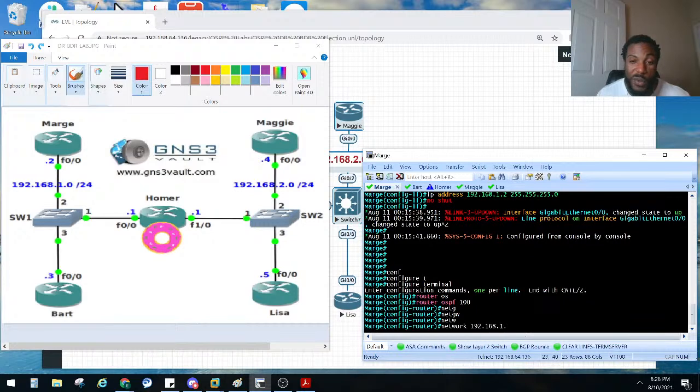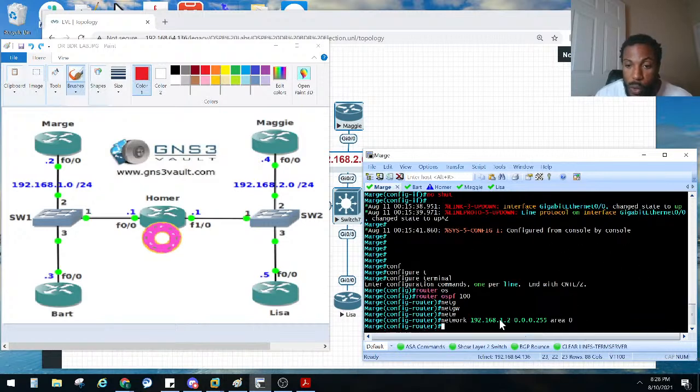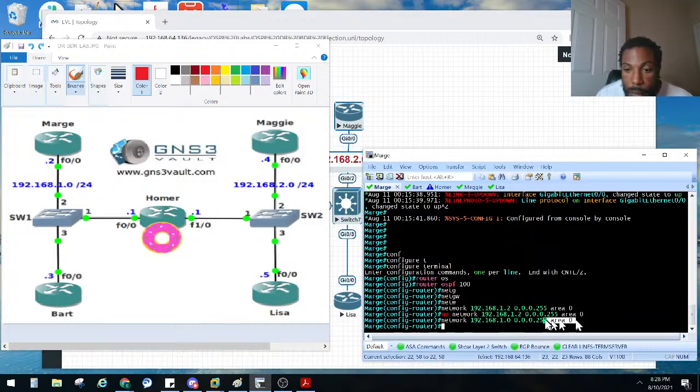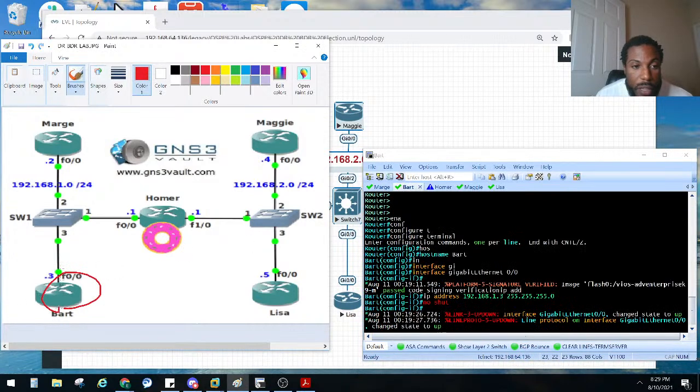192.168.1.0, right? And then we don't work with subnet masks, we use wildcard masks with network statements, right? So 0.0.0.255, area 0, right? I put 1.2. That's wrong. It's supposed to be 1.0. So remove that statement, and we'll put that statement back. This computer's so slow. That is the 1.0 network, right? We're going to copy and paste that bad boy and go to router Bart over here, and put him in that same network.